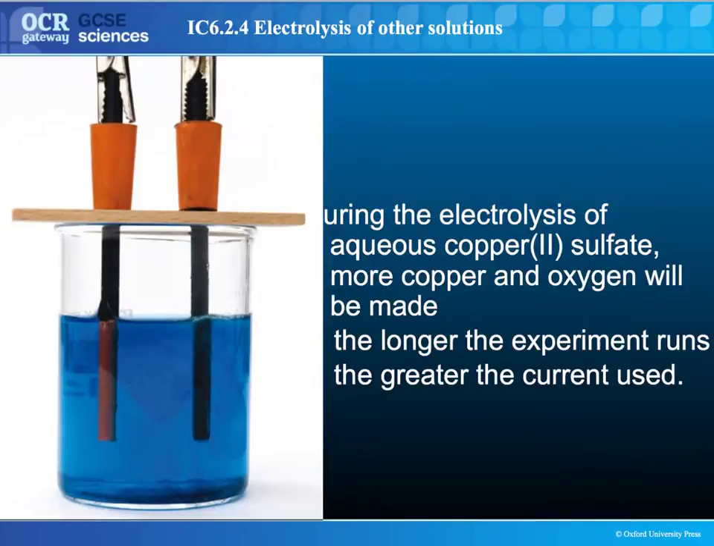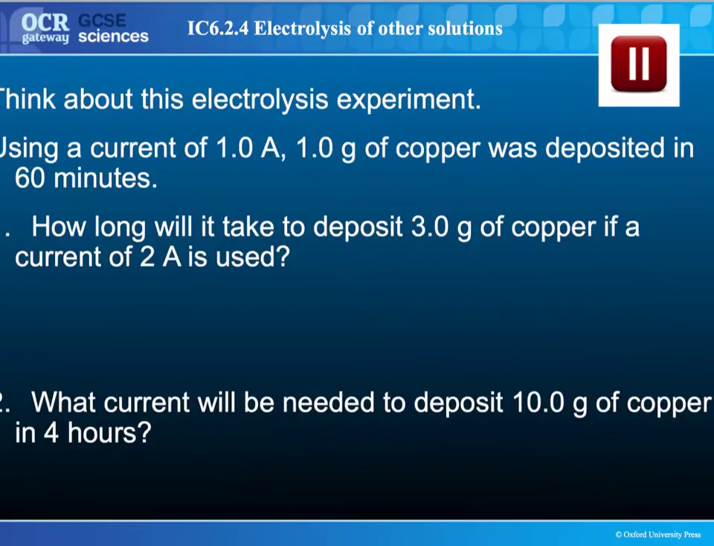Stands to reason that the longer this experiment runs for, the more copper you'd expect to get. Also, the higher the current used, again, the more copper you'd expect to get. There are two examples here where we can link the current and the time that an electrolysis runs for to the amount of copper that's produced. In the first example, using 1 amp for 60 minutes produces 1 gram of copper.